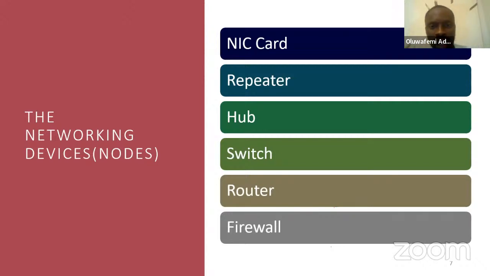We have the NIC card, we have the repeater, we have the hub, we have the switch, we have the router, we have the firewall. Trust me, there are a lot of nodes. There's even no bridge here. I know a bridge is obsolete, but there are a lot of nodes, right? There are a lot of sophisticated nodes, but I'm staying within.